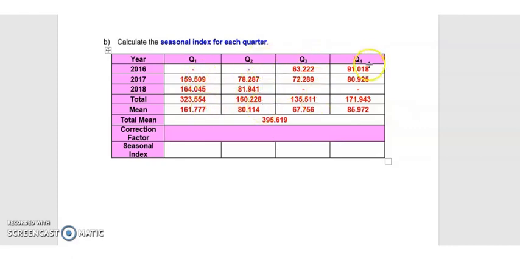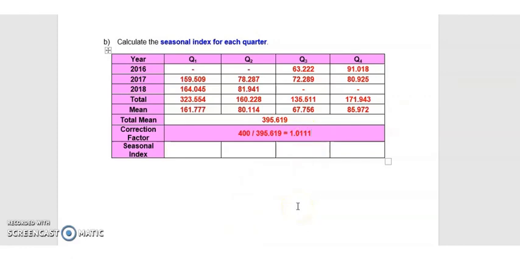Number of terms here, or number of columns here, multiplied by 100. So if we have 4 quarters or 4 columns here, we should get 400, and then divided by total mean. So total mean is 395.619. So the correction factor will be 1.0111.